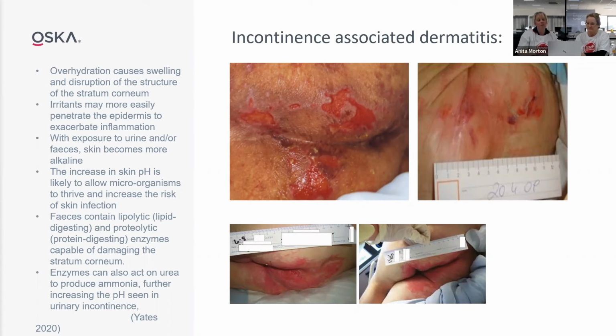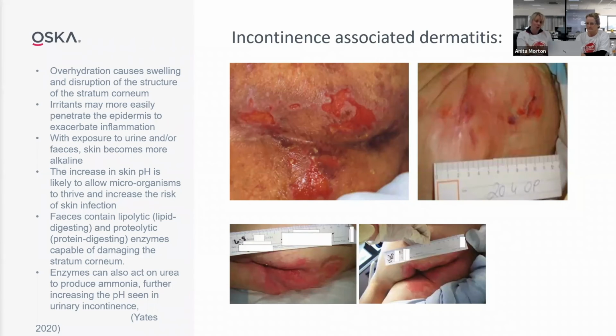If we are thinking about product and pads and things, then we need to make sure the pad fits correctly with the right size net pants. So hip and waist measurement to ensure you get the right size net pants, and make sure that they are the right absorbency for your patient.